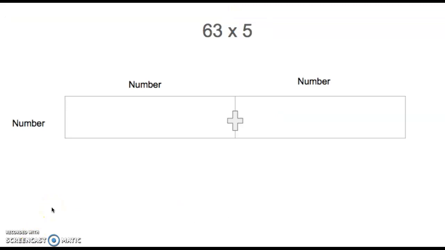Okay, so here's another one, 63 times 5. Okay, so with 63 times 5, same thing. We know the 6 is in the tens place, so that is worth 60. And the 3 is in the ones place, so we're going to put over here, that is just worth 3. Then we're going to multiply that by 5. So we are distributing the 60 times 5 and the 3 times 5.